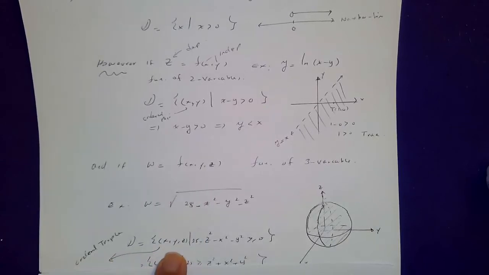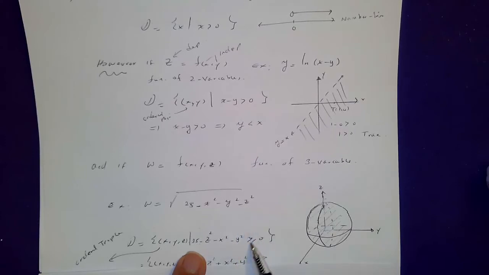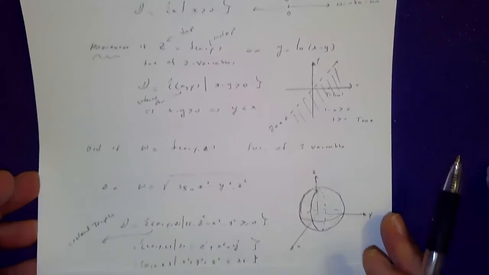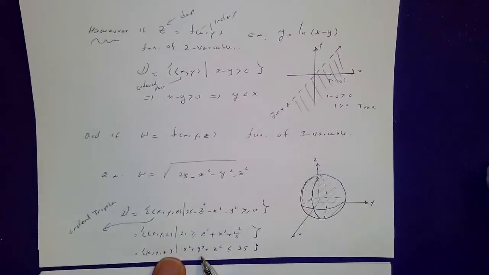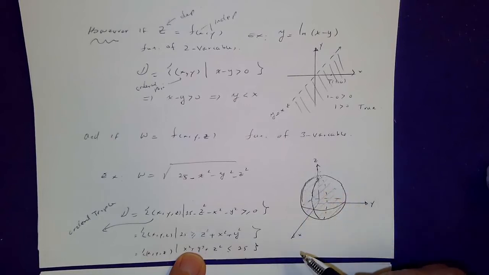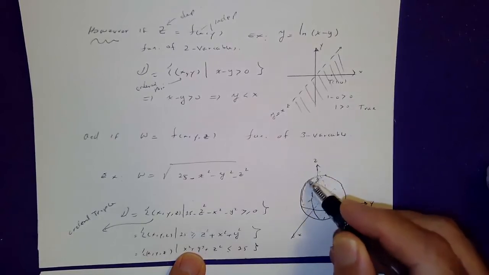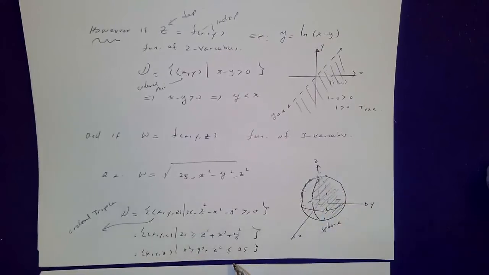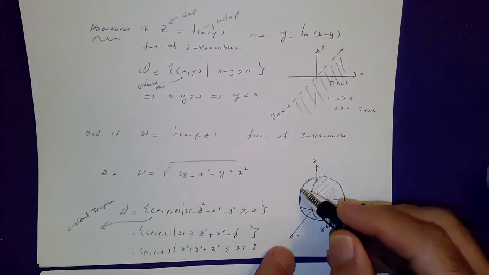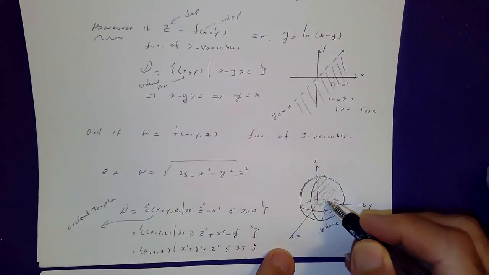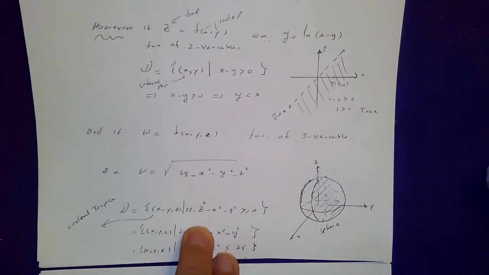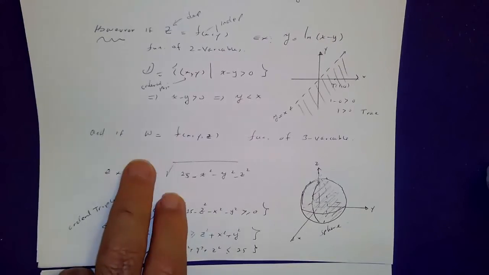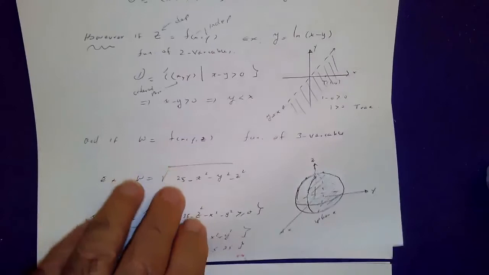So you would say all values of x, y, z such that this radicand, 25 minus x squared minus y squared minus z squared, has to be greater than or equal to 0, just like for single variables. However, if you simplify, you get x squared plus y squared plus z squared less than or equal to 25. So the domain is all ordered triples either on the boundary of the sphere or inside the sphere, because you have less than or equal to 25. Those are the permissible values of x, y, and z, which make up the domain of this function w, which is a function of 3 variables.